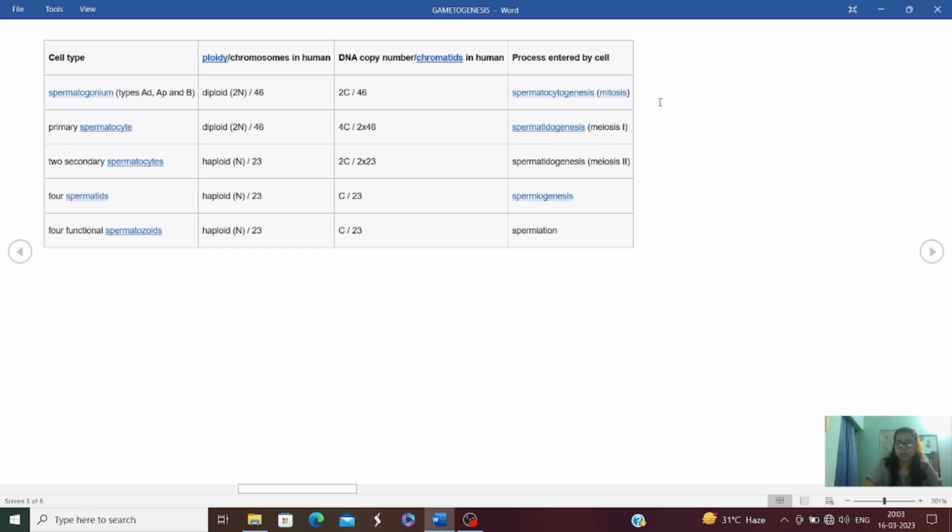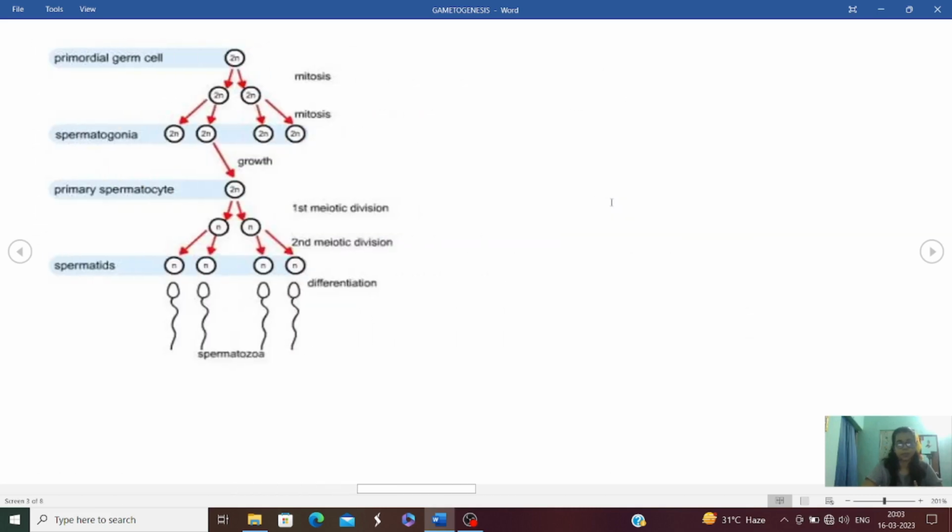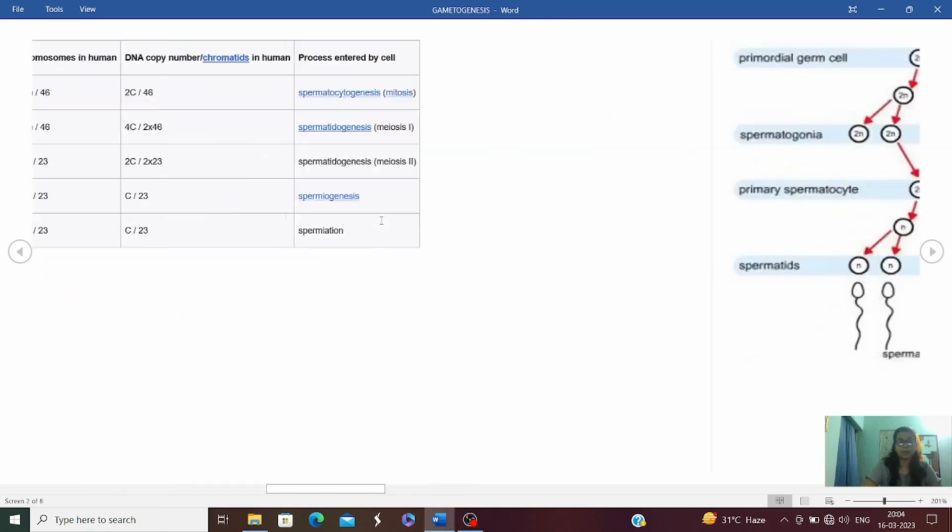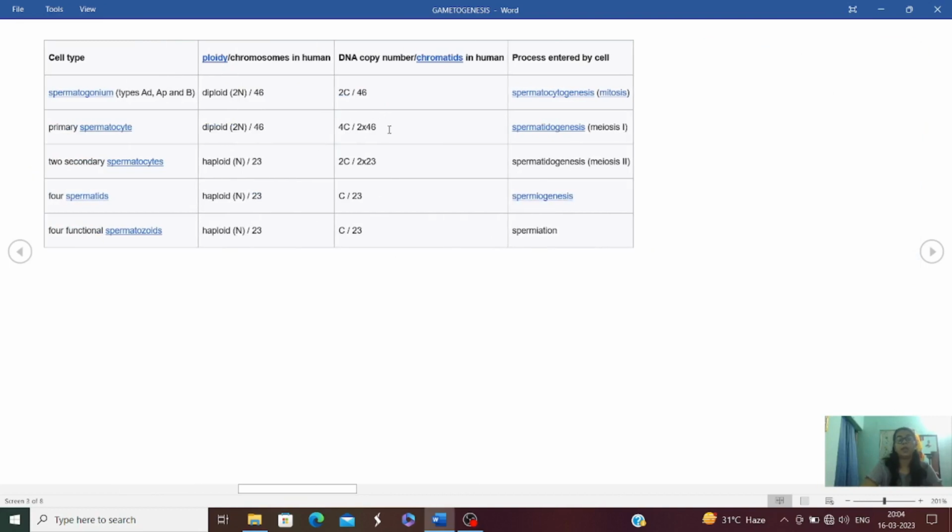Spermatogenesis, that is the meiosis 1 phase. From the primary stage till here, the number of chromosomes as well as the number of DNA copies will be the same. When the primary spermatocyte is formed, that is when the first meiotic division takes place, the number of chromosomes will be the same, but the number of DNA copies will increase. This is a very, very important point.